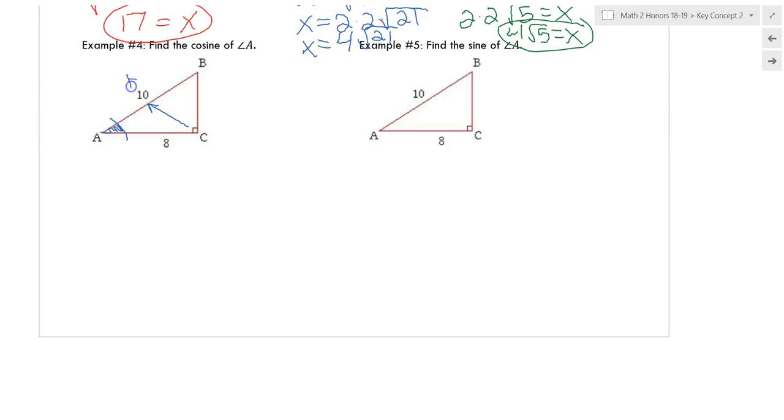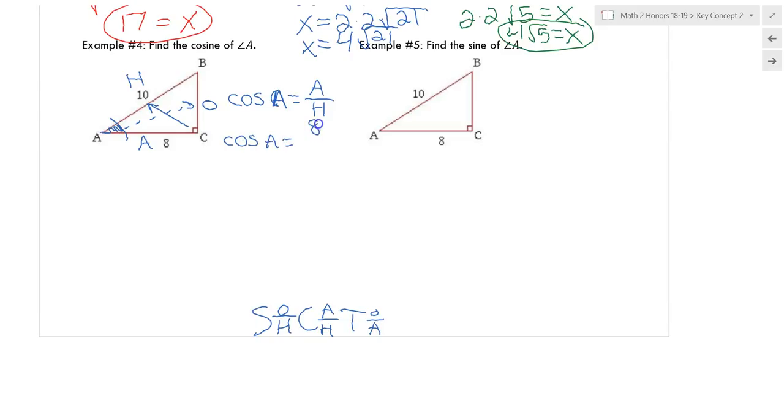So I have my hypotenuse, the opposite, and the adjacent side. So cosine of A equals adjacent over hypotenuse. Remember, I'll just write it down here real quick. So cosine of A equals 8 over 10, which is 4 out of 5. Nice, easy question, just like we did yesterday.